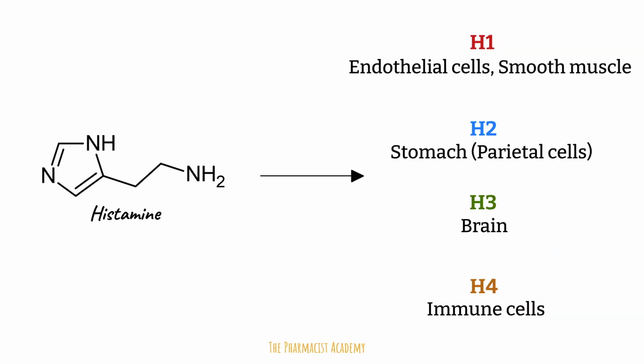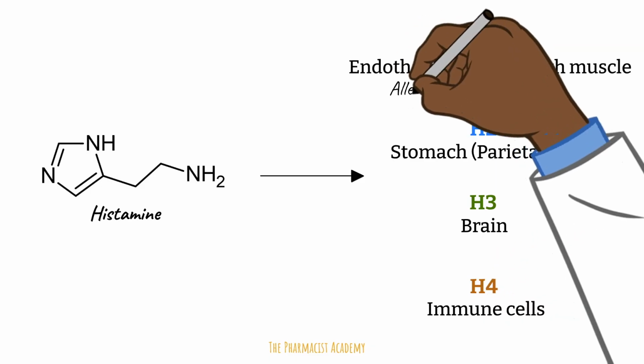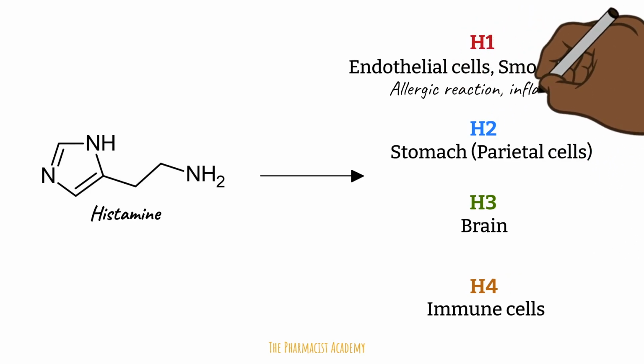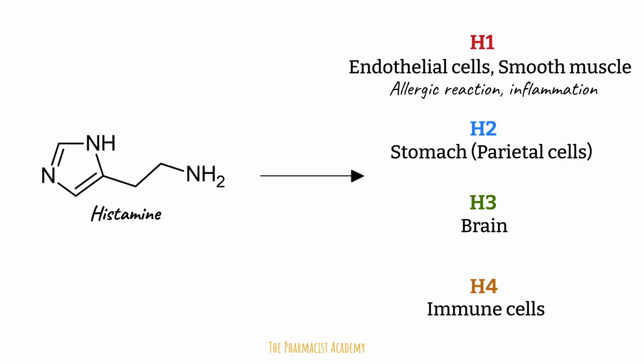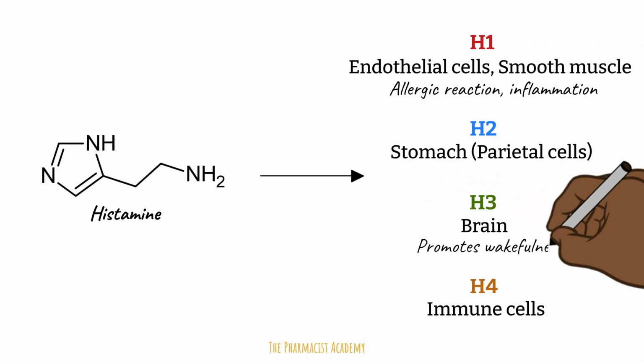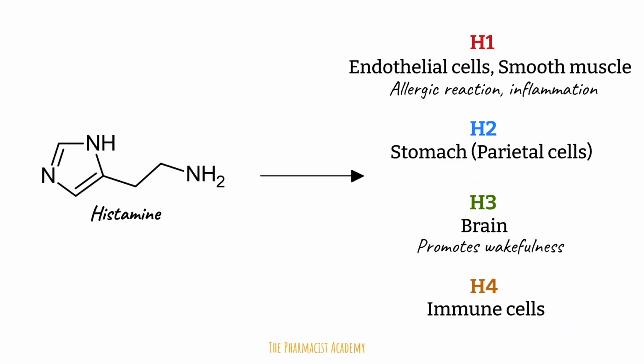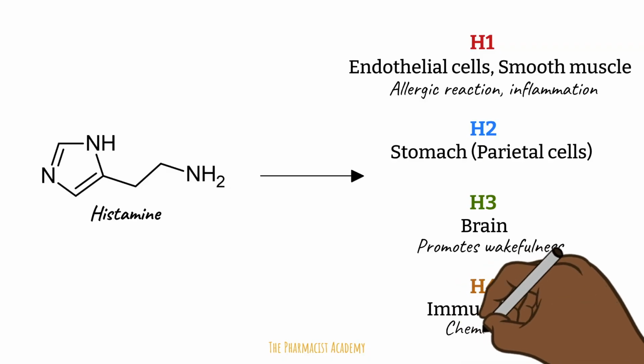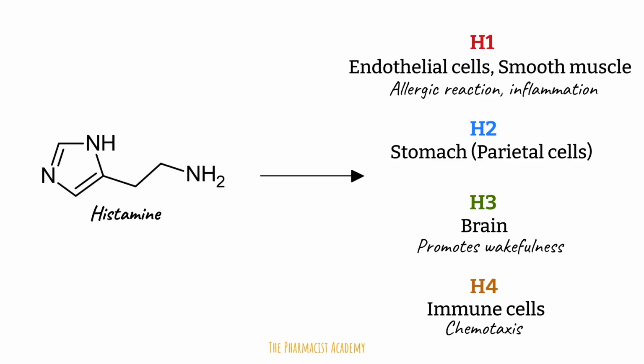H1 is known for its role during an allergic reaction, inflammation, or injury. When histamine binds to the H3 receptors, it promotes wakefulness when active. And lastly, when histamine binds to the H4 receptor, it leads to chemotaxis, which attracts immune cells to the site of an infection or allergy.